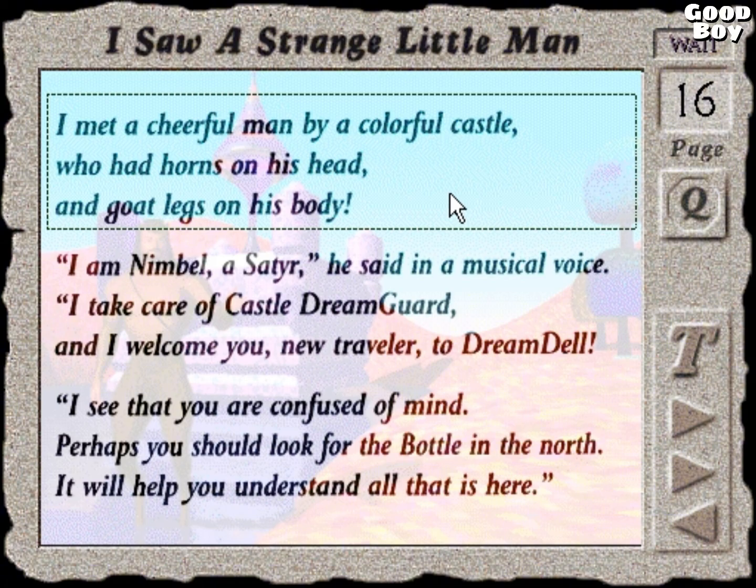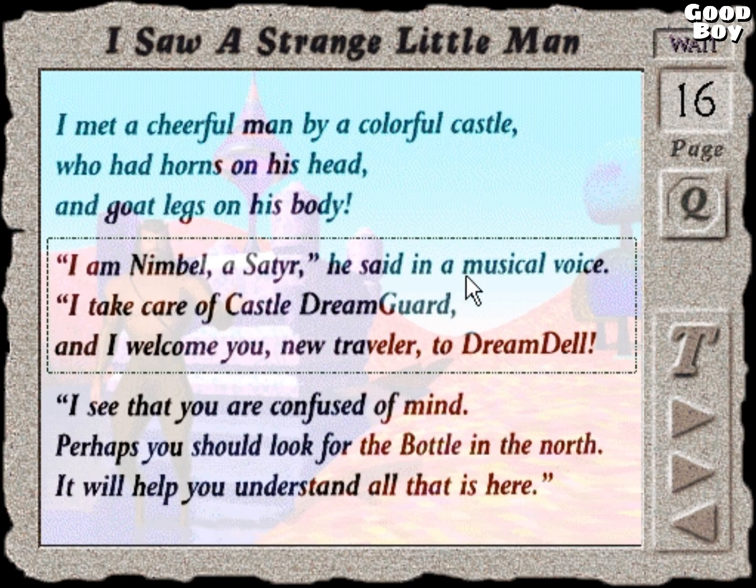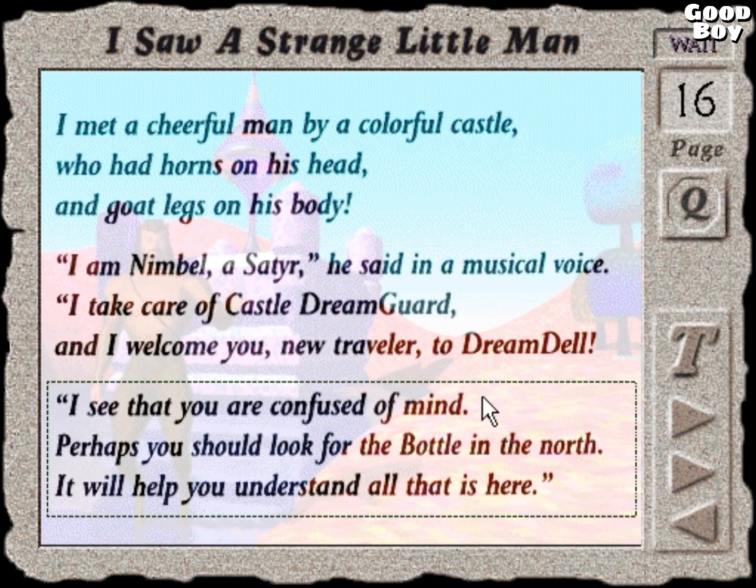I met a cheerful man by a colorful castle who had horns on his head and goat legs on his body. "I am Nimble, a satyr," he said in a musical voice. "I take care of Castle Dreamguard, and I welcome you, new traveler, to Dreamdell. I see that you are confused of mind. Perhaps you should look for the bottle in the north. It will help you understand all that is here."